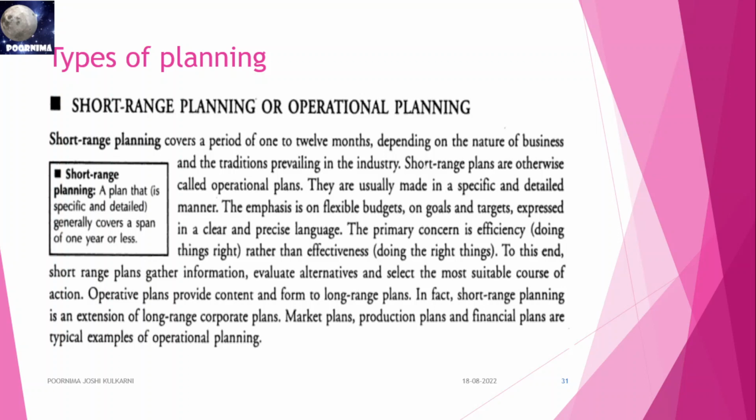The primary concern is efficiency, doing things right, rather than effectiveness, doing the right things. The short range plans gather information, have proper information, evaluate alternatives, and select the most suitable course of action. Operative plans provide content and form to the long range plan. In fact, short range planning is an extension of the long range corporate plans. Marketing plans, production plans, and financial plans are typical examples of operational plans.